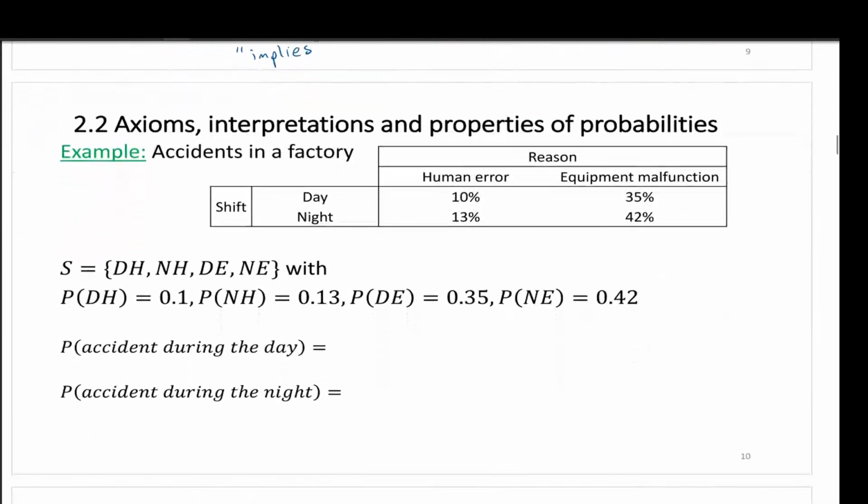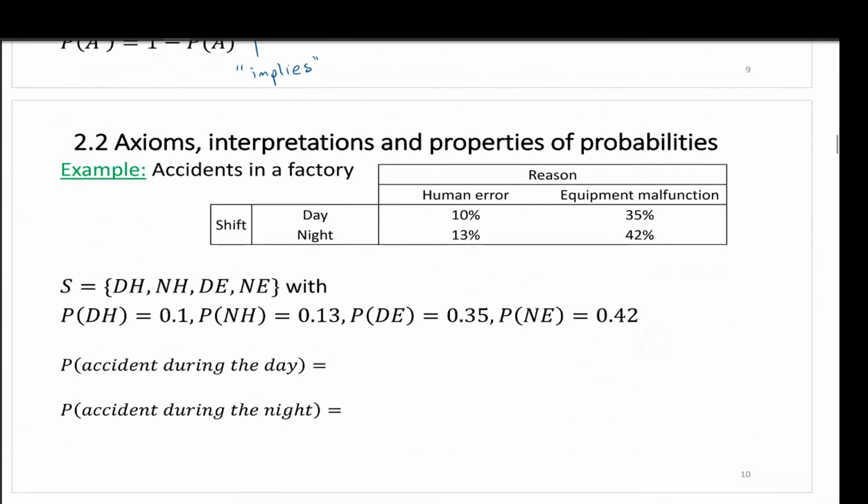All right, let's look at this example. Probability of accident during the day. Well, probability of day is going to be probability of day human union day equipment. And those are disjoint because human and equipment malfunctions are disjoint. So it's going to be probability of day human plus probability of day equipment, which is going to be 0.1 plus 0.35, which is 0.45.